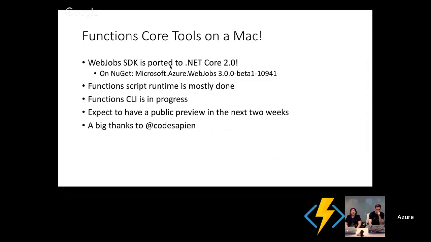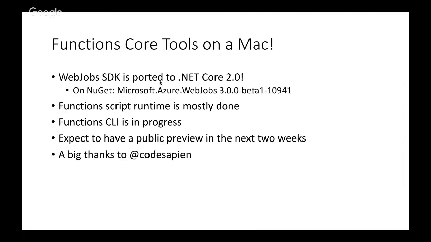Now, we also have, this is our fantastic demo. We have Functions Core Tools on a Mac. So we just barely got this to a point where we can demo it. We've been working very hard. Actually, I should say, we have not been working hard at all on this. We've been looking at demos that are done by Fabio, also known as Code Sapien, who stayed at work until 11:30 last night to help me with my demo and getting these bits working on my machine.